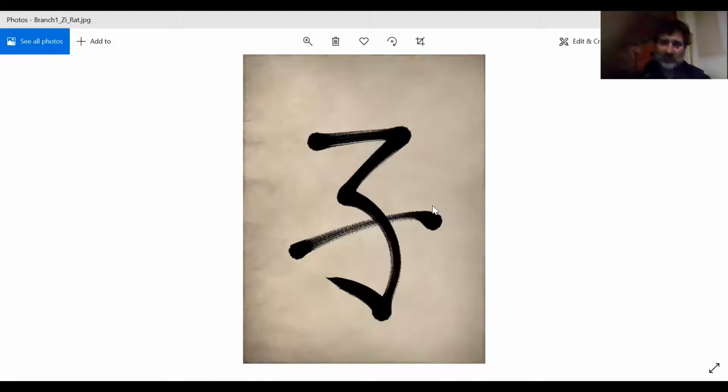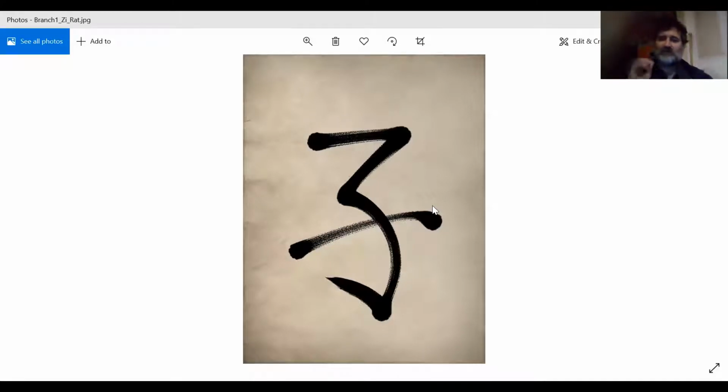Rat is the patterning movement in the heart of midnight. So rat is initial thunder, the popping open of the seed. You've got a seed that is just latent in the depth of the soil, and then it pops open. So this initial emergence is Zi.